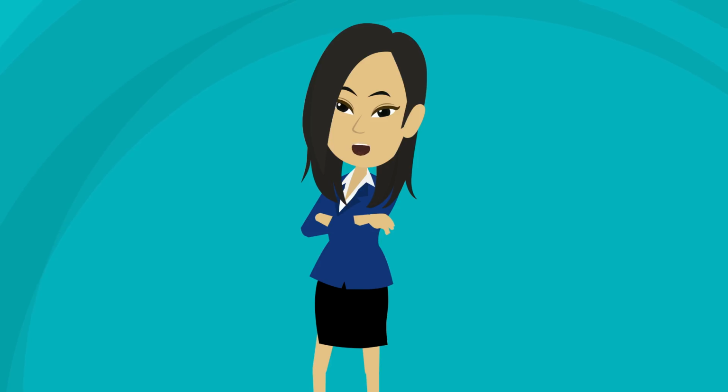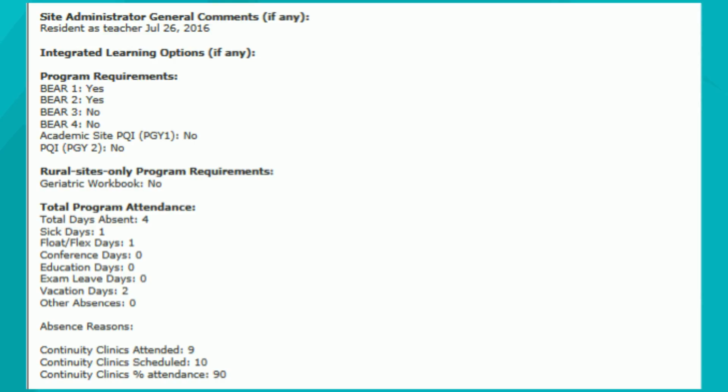I then go back to the report and review comments added by my site administrator. I review the rotations completed since the last report, the list of specific program requirements and the dates that they were completed. I review absences and percentage of continuity clinics attended since the last report. Your resident should have attended 100% of clinics scheduled.